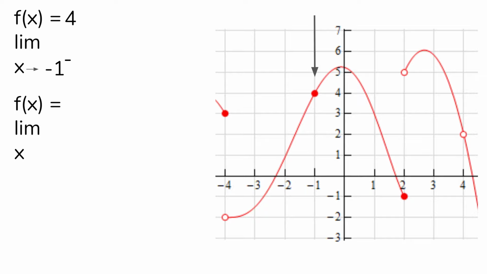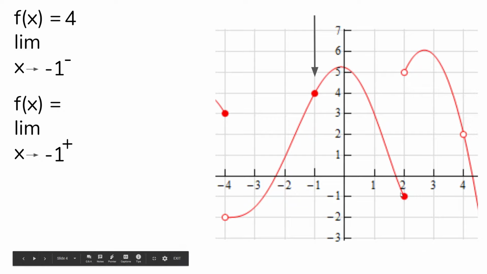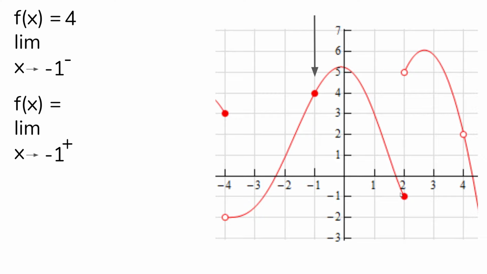And from the right, the limit of f of x as x approaches negative 1 from the right: we follow the values that are greater than negative 1, so 0, 0.1, all those values. As we are approaching negative 1 from the right, we see that f of x is equal to 4. So f of x equals 4 when x is approaching negative 1 from the right.